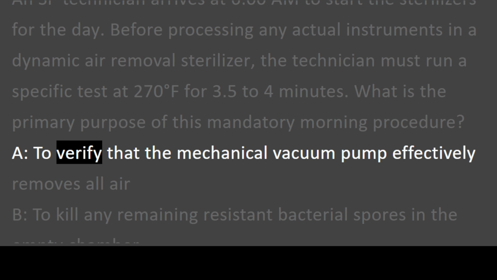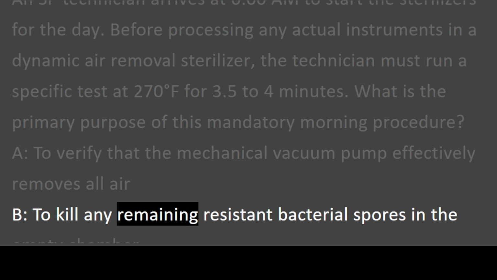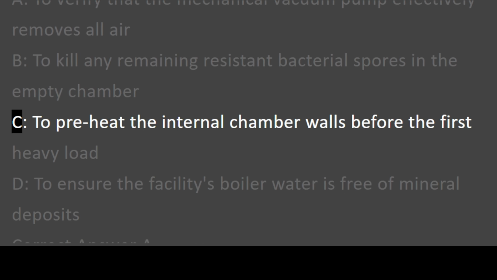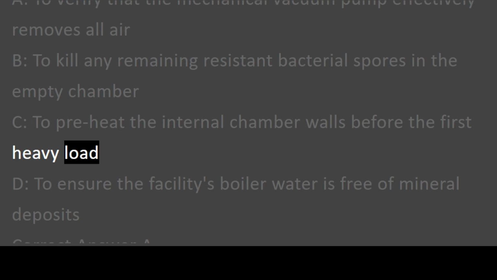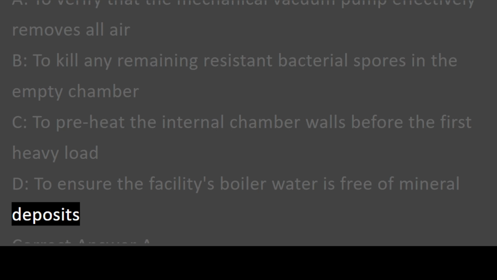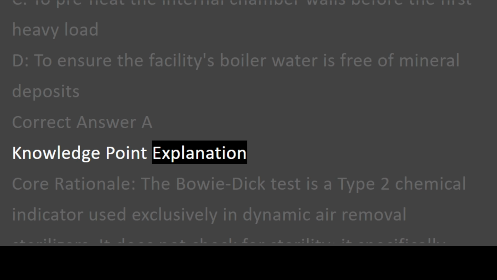A. To verify that the mechanical vacuum pump effectively removes all air. B. To kill any remaining resistant bacterial spores in the empty chamber. C. To preheat the internal chamber walls before the first heavy load. D. To ensure the facility's boiler water is free of mineral deposits. Correct answer A. Knowledge point explanation.